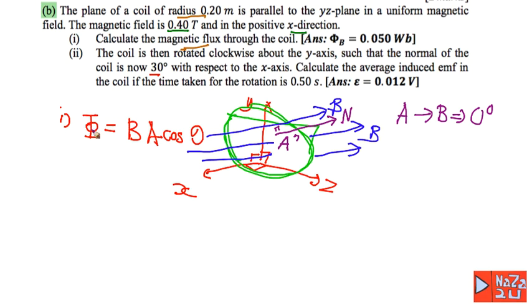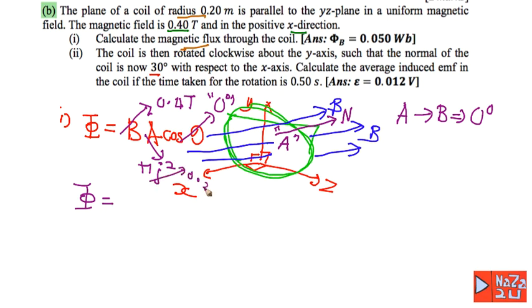So how do we calculate the flux here? B is equal to 0.4 Tesla, and the area A is the coil, so you can use pi r squared, and theta is equal to 0 degrees. The radius is 0.2, so r squared is 0.2 squared. The final answer, using a calculator, is flux equal to 0.050 Weber.